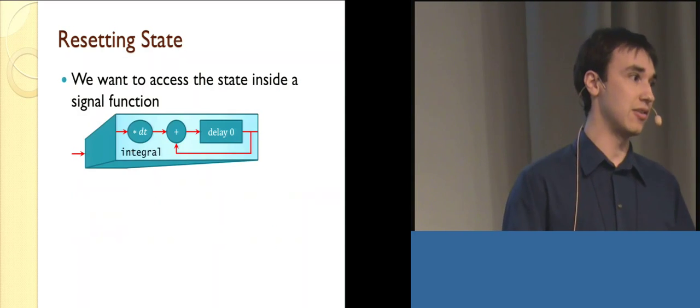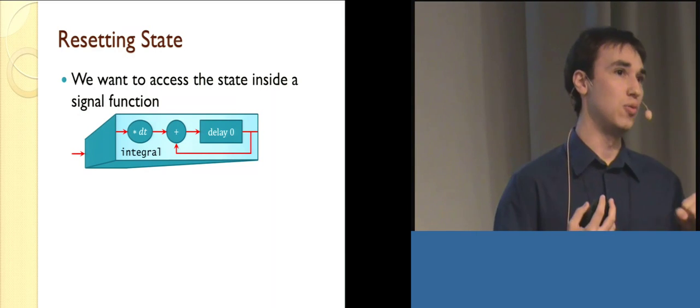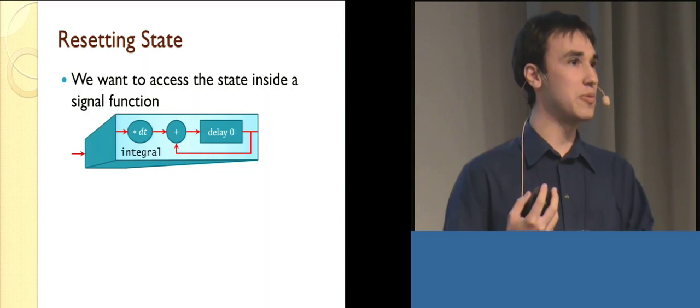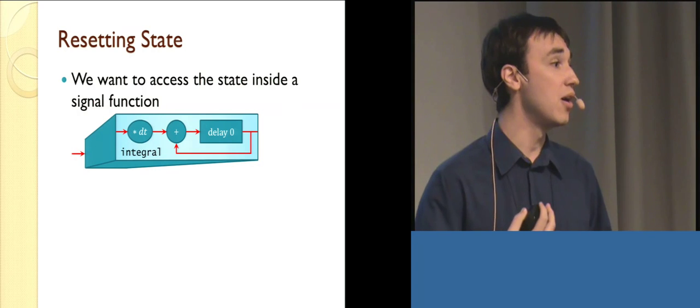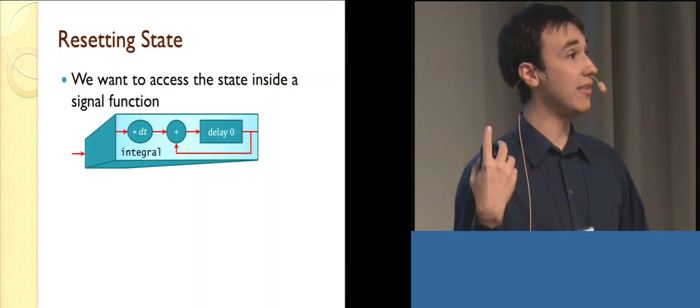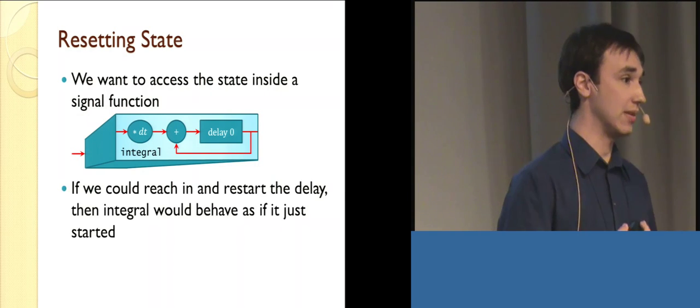So let's take a look inside integral. It's probably implemented somewhat like this. You take the input, you multiply it by some dt, you add it to whatever was previously calculated, and that's the output. So if we look at it this way, what we really want to do is we want to get into that delay. If we can reset that delay, then the whole integral will act as if it's been reset.